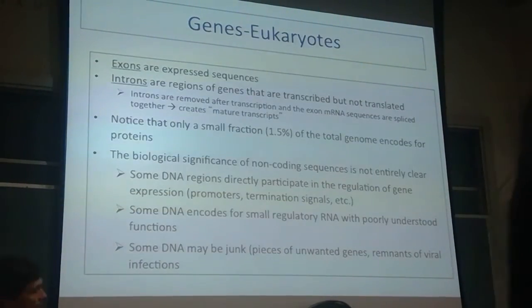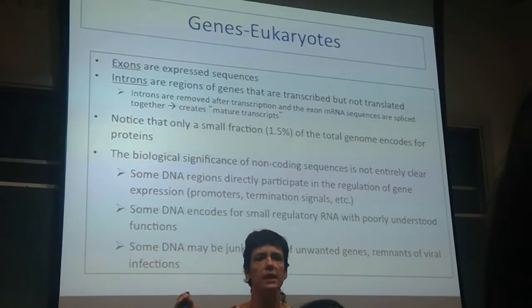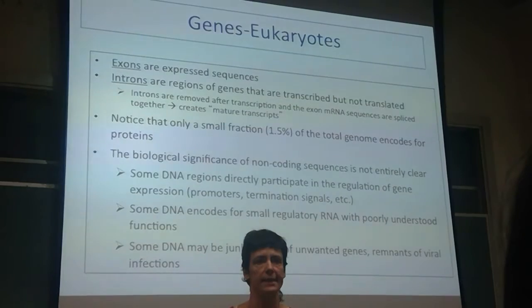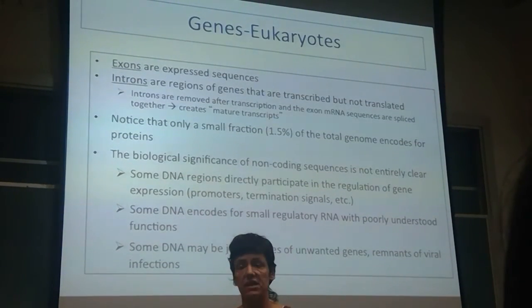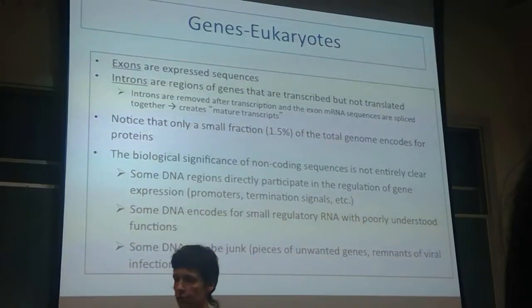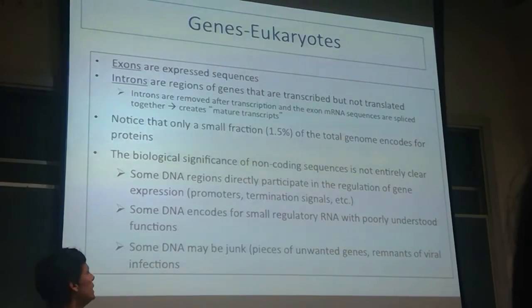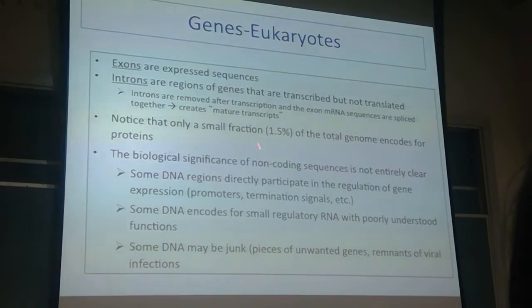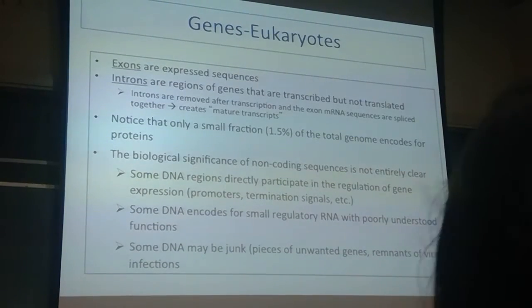But at the end, what happens is only 1.5% of your 2 meters of DNA codes for something. All the rest is not used. What a waste. So you see, when you mutate, actually you have more chance to land into something that's okay than to land into something that's not okay. Okay? So the exons are expressed sequences, the introns are unexpressed sequences. You have 1.5% of the total genome that codes for protein.